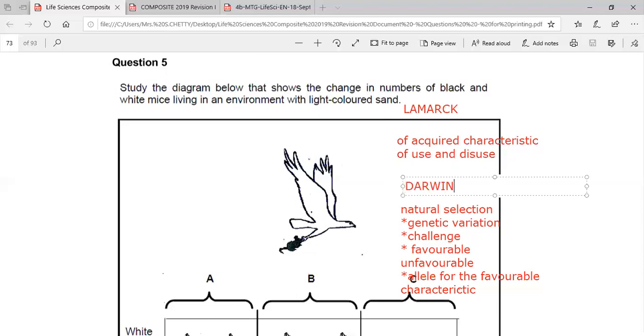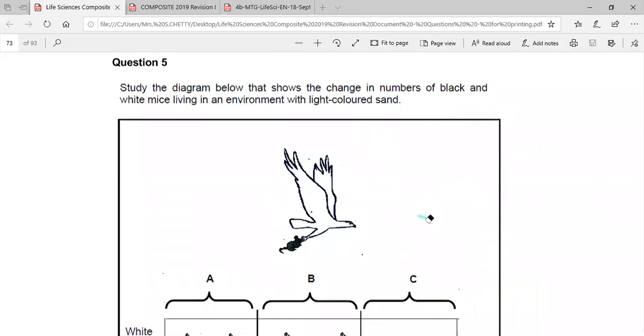Now, as I said to you before, you would have to apply these theories. So now that you have that at the back of your mind, let's look at the first question. Okay, babies, because I'll be referring to the question now. Study the diagram below that shows the changes in the numbers of black and white mice living in an environment with light-colored sand. So you focus on the fact that it is light-colored sand.